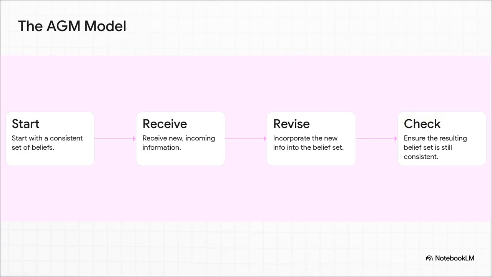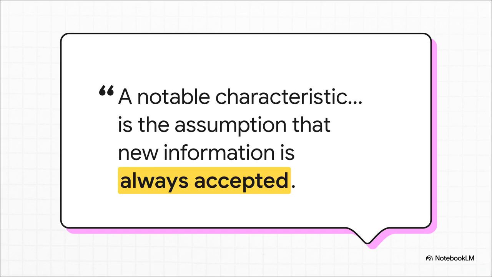A really common framework for this is called the AGM model. It's pretty straightforward. The AI starts with a nice, consistent set of beliefs. It gets some new info. It works to revise its beliefs to fit that new info in, and then it runs a check to make sure the whole system is still coherent. Seems logical enough, right? Well, yeah, here's the big catch.